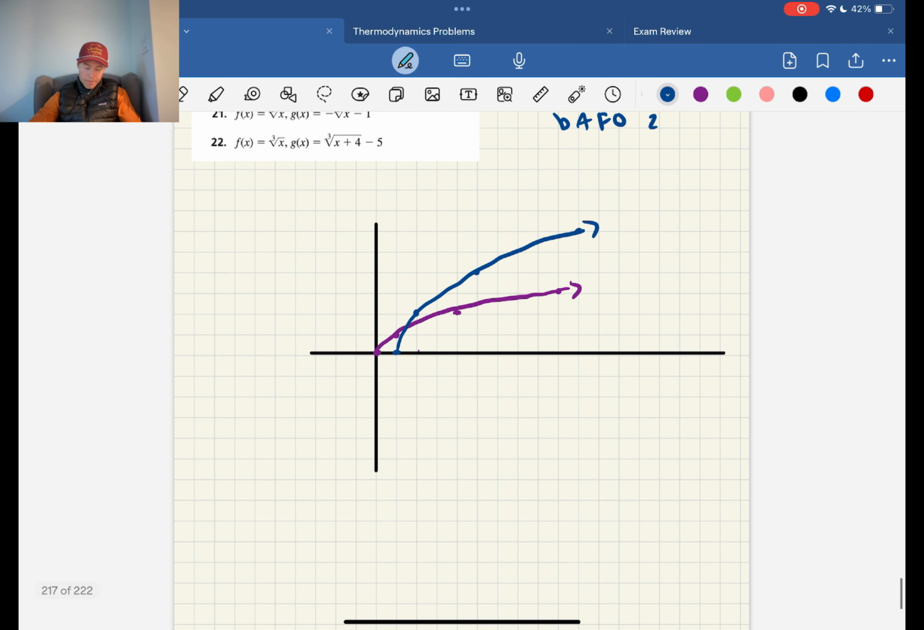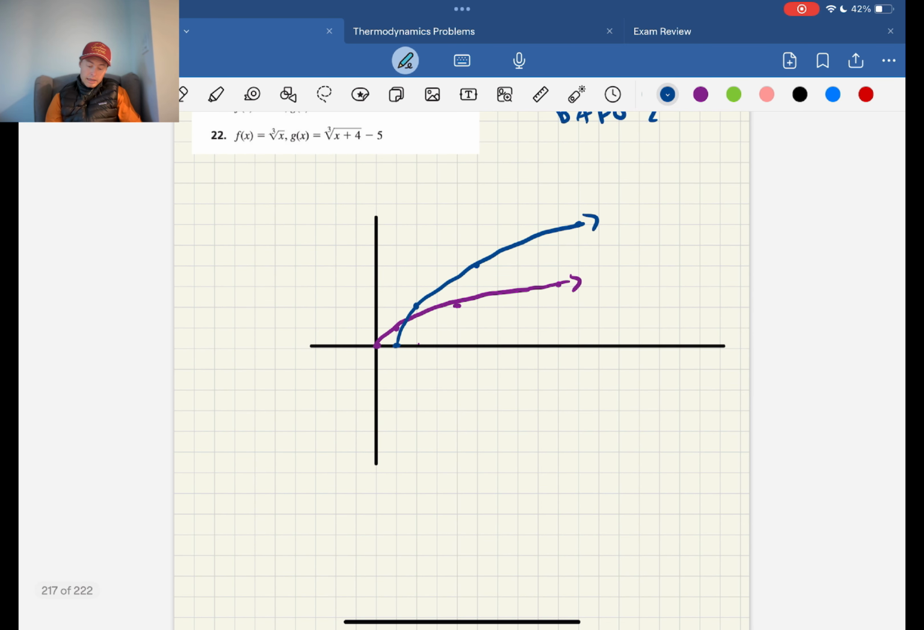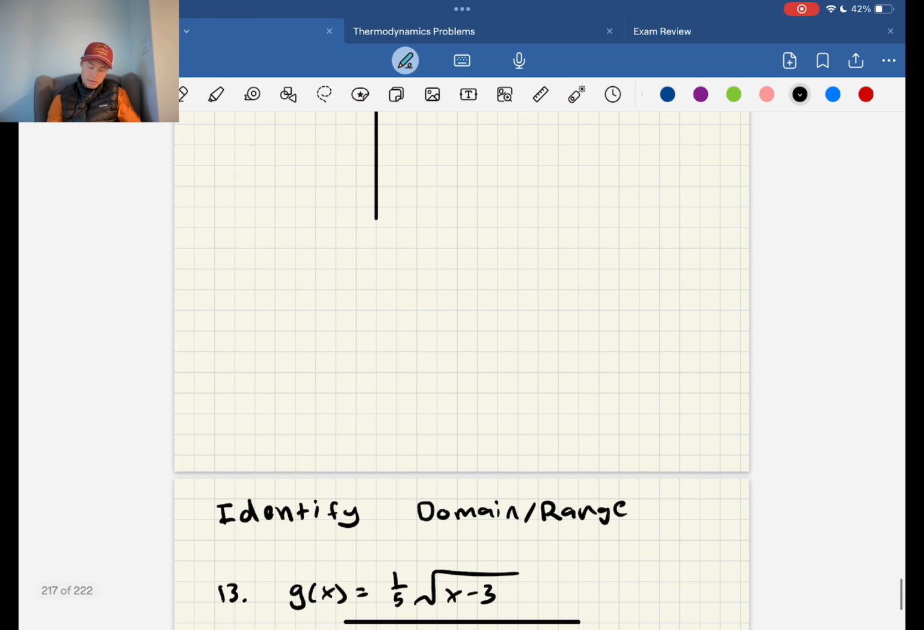Let's talk about 22. We'll do 22 now. So 22, we are taking the cube root function and we're shifting it left by 4 units. That's the plus 4 inside, and down by 5 units. That's the minus 5 outside. Okay, and we'll graph that one just so you can see that as well.